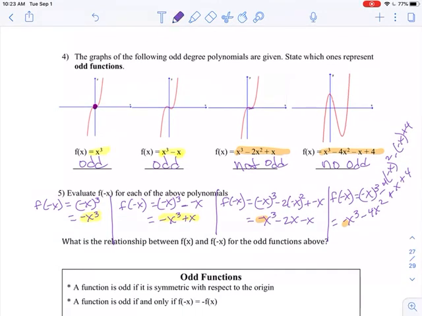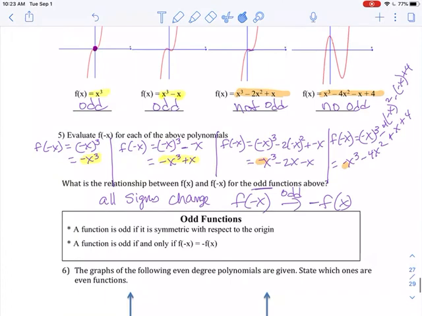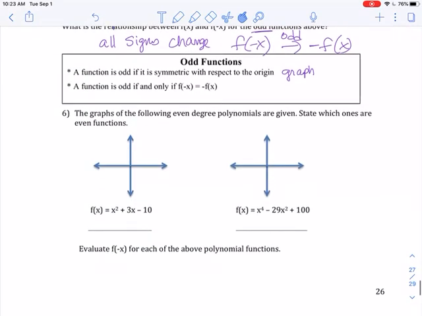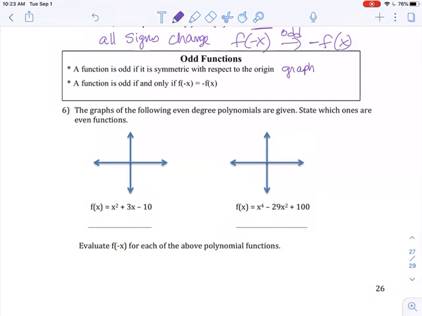So that's the key. If you evaluate f of negative x, what's true for all the ones that are odd is that all the signs change. So when you evaluate f of negative x, the answer is negative f of x. That is an odd function. So we have that written down. A function is odd if it's symmetric with respect to the origin. That's if you have a nice graph that you can look at. But if I don't have a graph, a function is odd if and only if f of negative x equals negative f of x. So if I substitute in negative x wherever there's an x, and the result is that all the signs change to a negative or opposite, then that is an odd function.